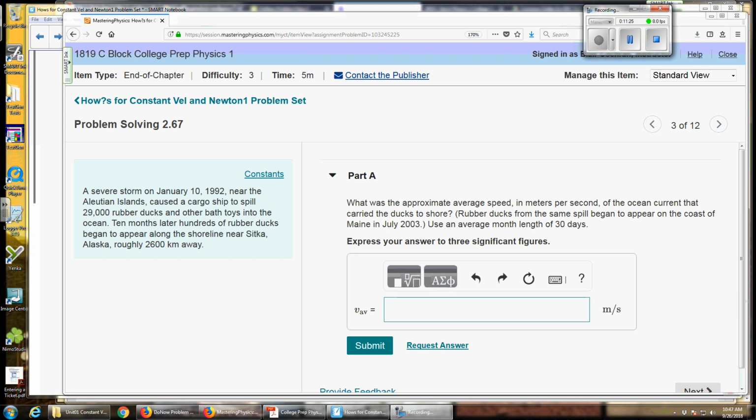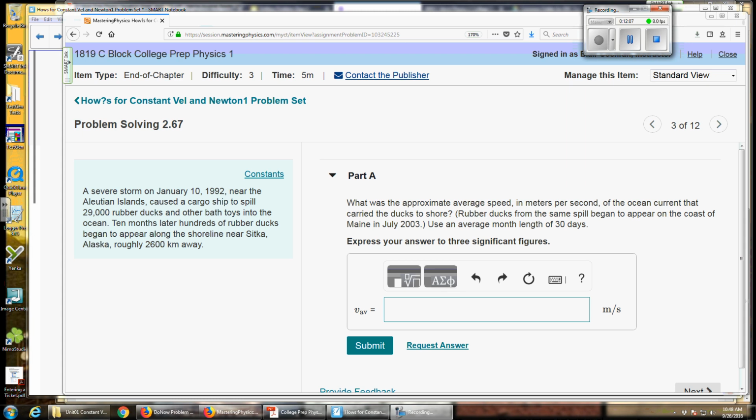All right, we're looking at number 3. We've got a storm near these islands that spilled 29,000 rubber ducks and other bath toys. 10 months later, hundreds of rubber ducks began disappearing along shoreline near Alaska, roughly 2,600 kilometers away. Approximate speed in meters per second of the ocean currents that carried the ducks to shore. Use an average month of length 30 days.